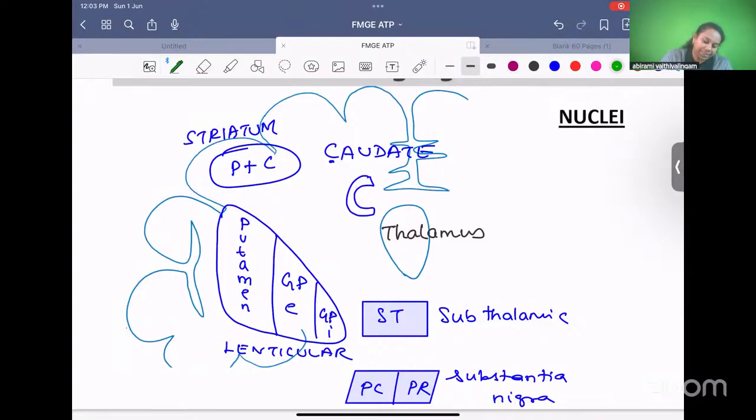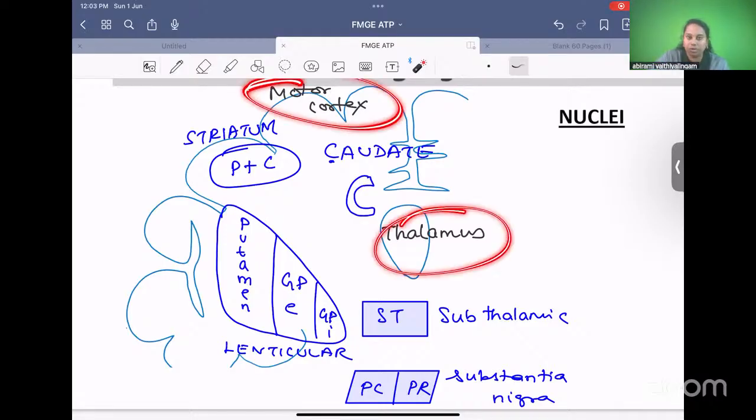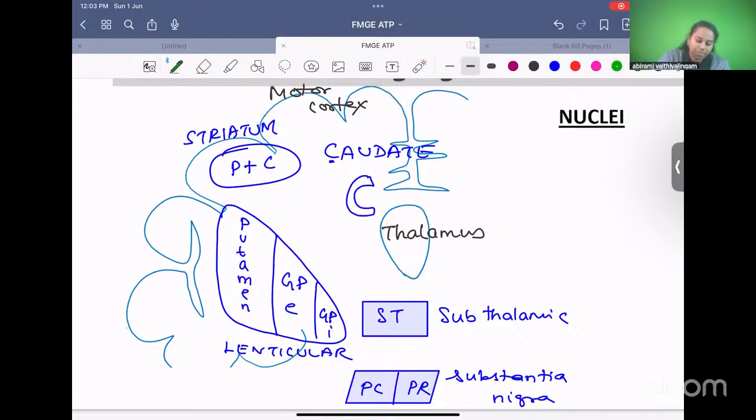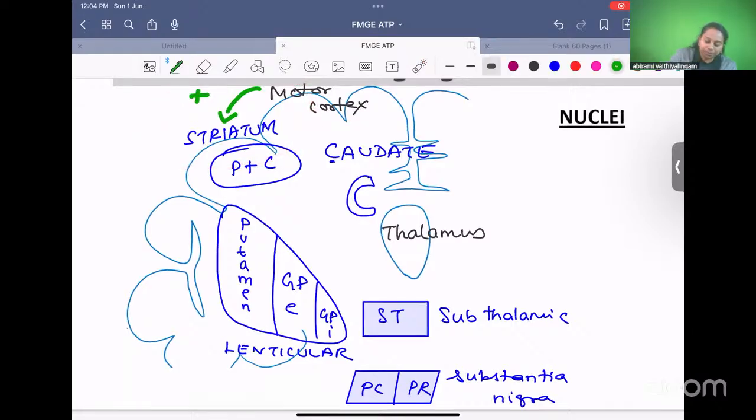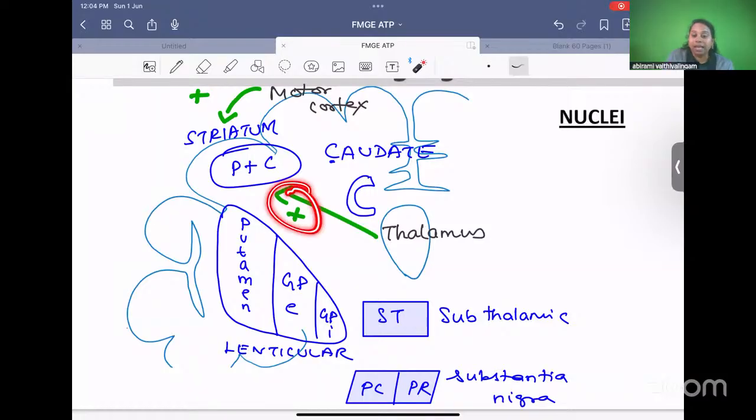On top of basal ganglia, we have motor cortex. So the most important connections of basal ganglia are with thalamus and motor cortex. What are the inputs? Basal ganglia receives input from cortex into striatum, which is plus. This is called corticostriate input. The other input is from thalamus into striatum, this is also plus. This is called thalamostriate input. So two inputs: corticostriate, thalamostriate.